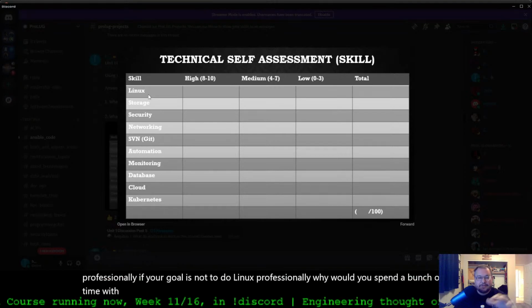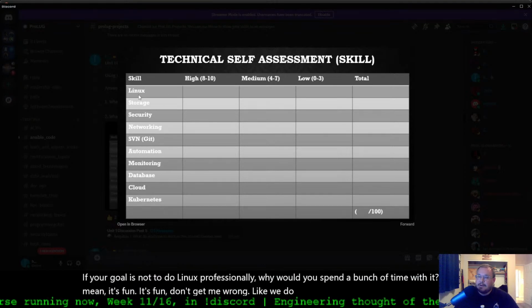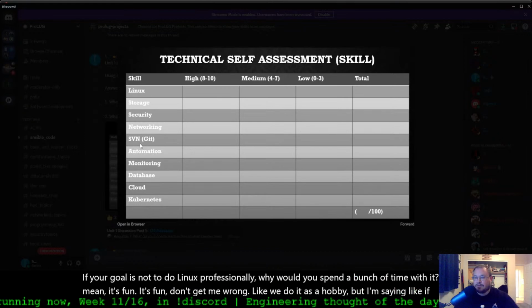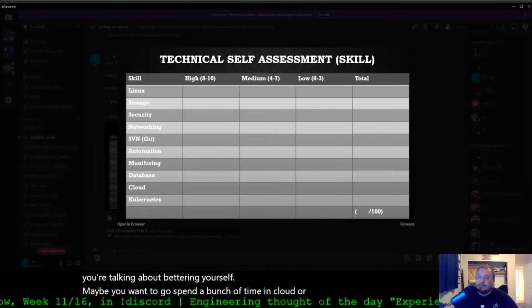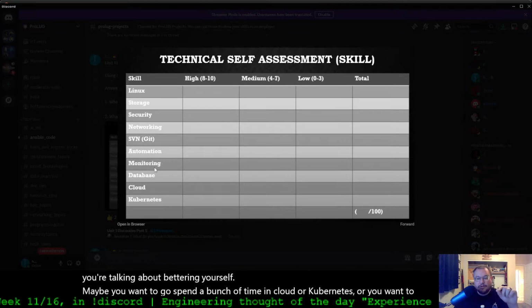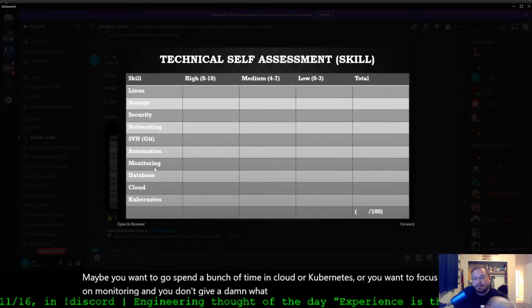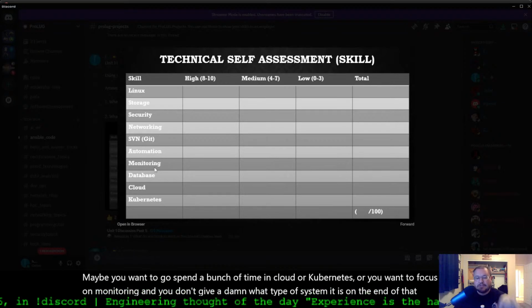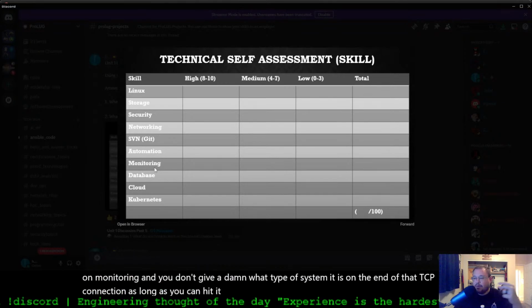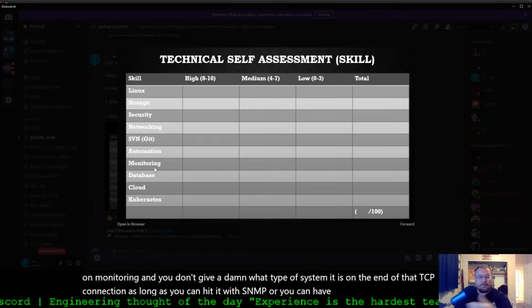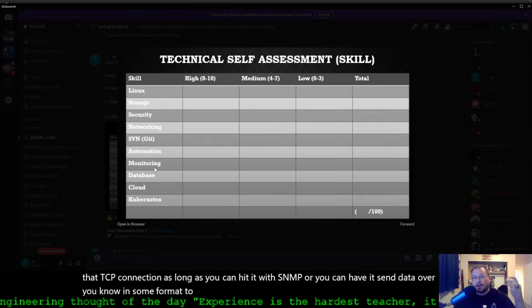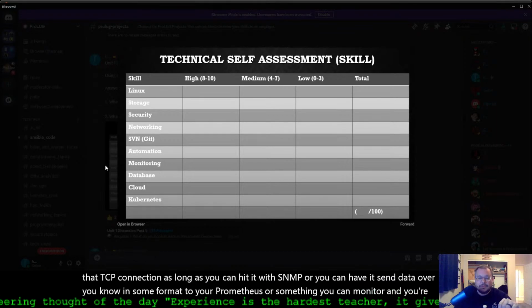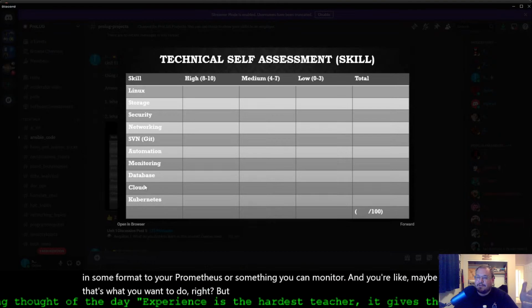I mean, it's fun, don't get me wrong. We do it as a hobby, but if you're talking about bettering yourself, maybe you want to spend a whole bunch of time in cloud or Kubernetes, or you want to focus on monitoring, and you don't give a damn what type of system is on the end of that TCP connection. As long as you can hit it with SNMP, or have it send data over in some format to your Prometheus or something, you can monitor it. And maybe that's what you want to do, right? But maybe you should sit around and figure that out.